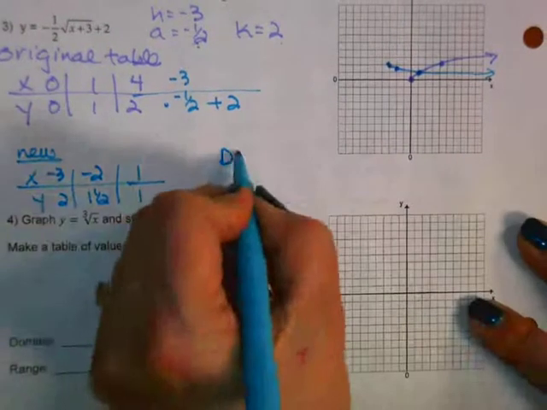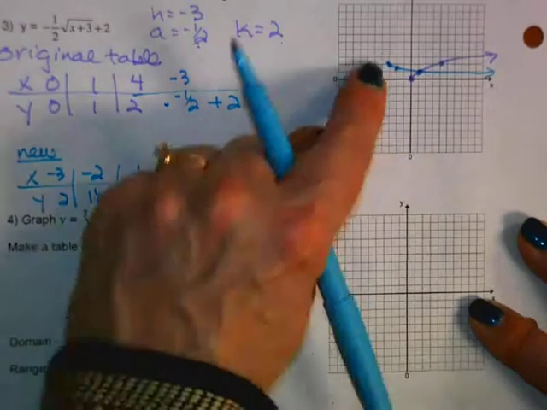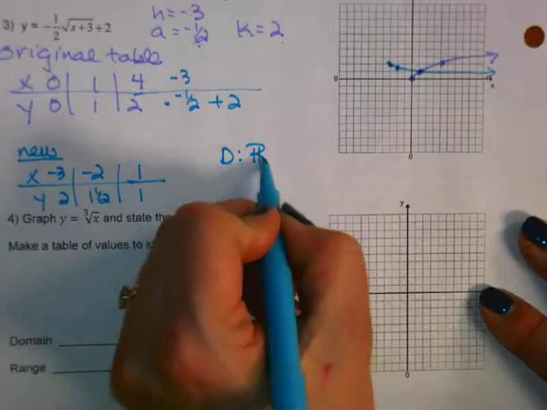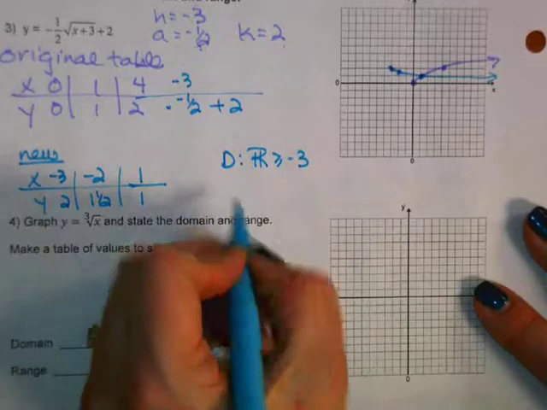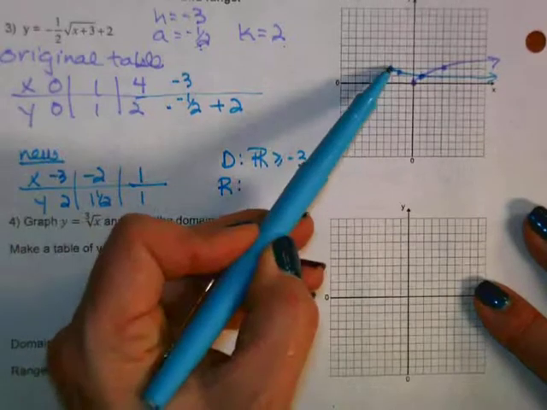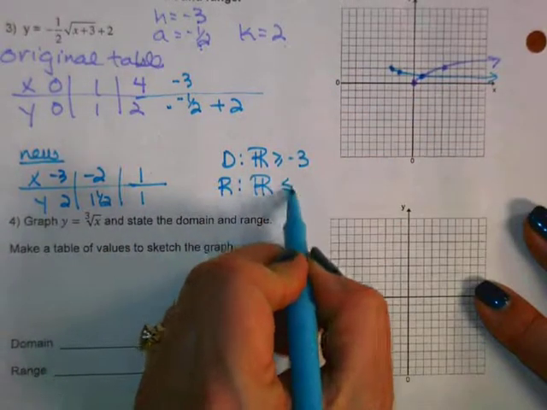Domain, where do the x values start? -3, right? And they're all bigger than that, so it's all my reals greater than or equal to -3. Range, the y values start at 2, and it's everything below that, so it's all reals less than or equal to 2.